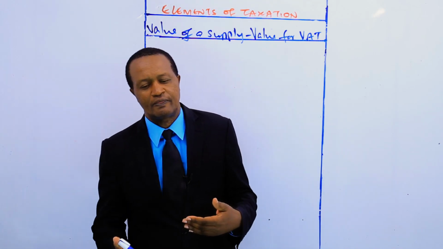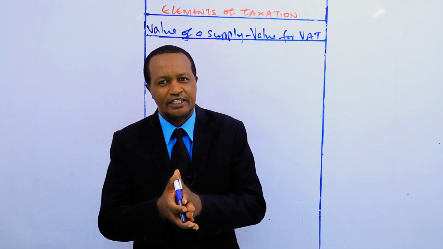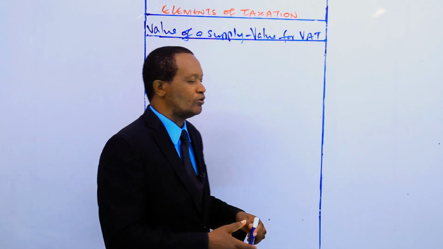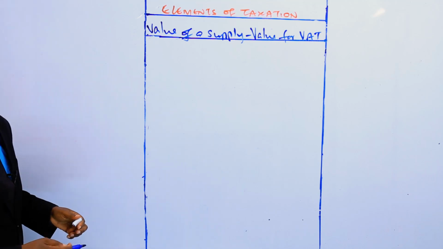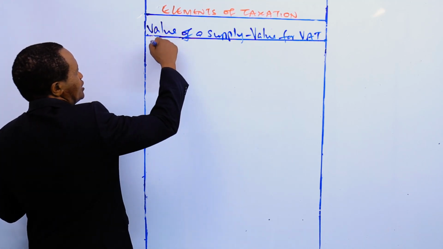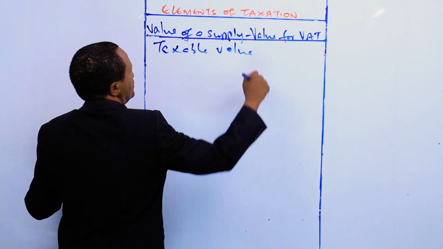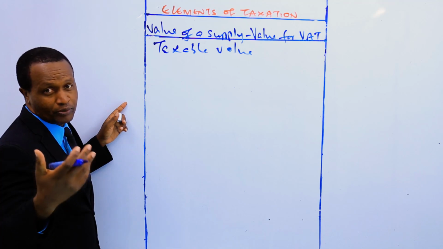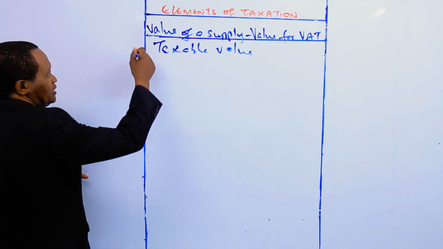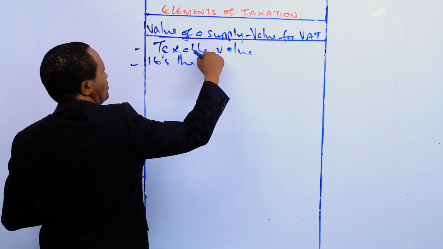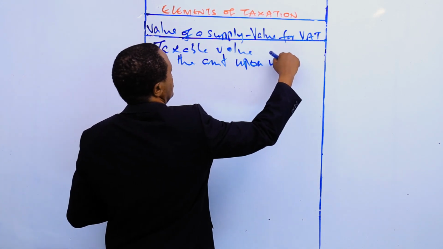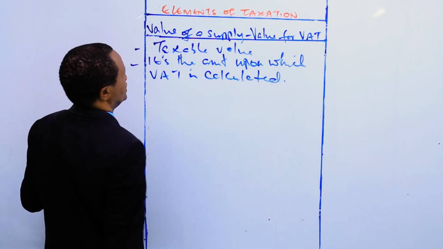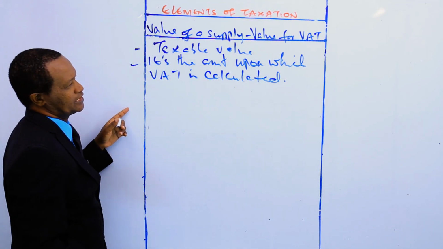of a supply. In the context of value-added tax in Kenya, the value of a supply is also known as the taxable value. The taxable value is the amount upon which VAT is calculated.